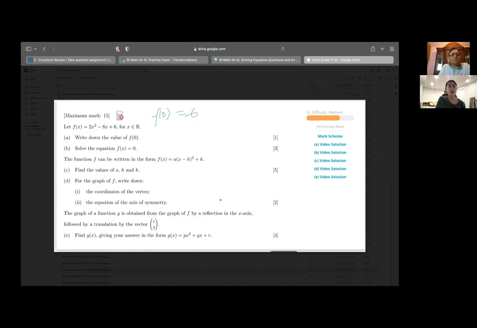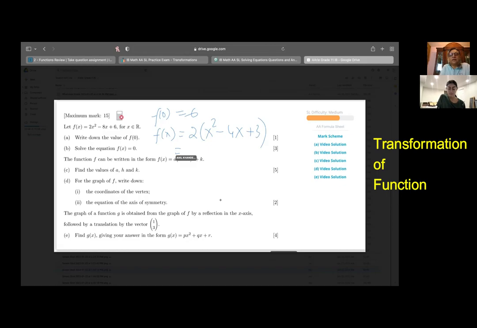Solve the equation where f of x equals 0. So you could easily solve this. First you factor out 2, and you get x squared minus 4x plus 3. And 3 is 3 times 1, both negative. So 2 times x minus 3 times x minus 1. Do you see that? So we have solutions x equals 3 and x equals 1. Is that clear to you? Yes, that is clear.